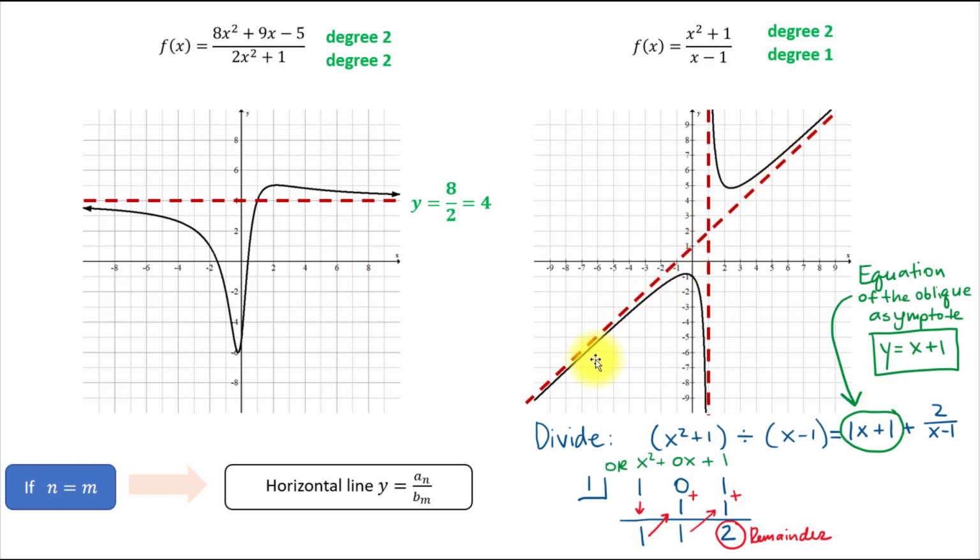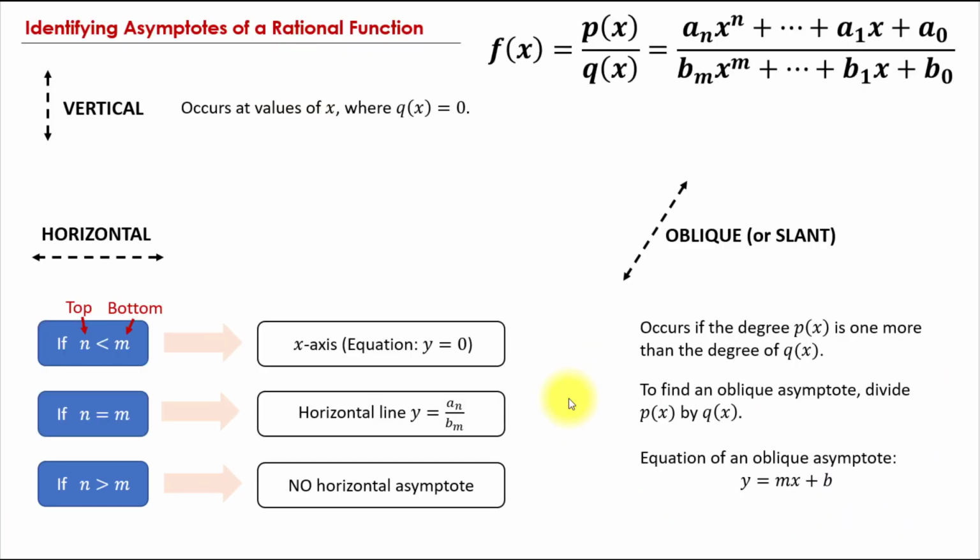And we can see that that's exactly this line. This 1 represents the y-intercept of that line. See how it crosses the y-axis at 1. And the slope is 1, or 1 over 1: 1 up, 1 over, 1 up, 1 over, and so on. So slant asymptotes require a little bit more work when you have to find them, and these are the steps. In the next video, we'll do more examples where we have to find asymptotes of a rational function.